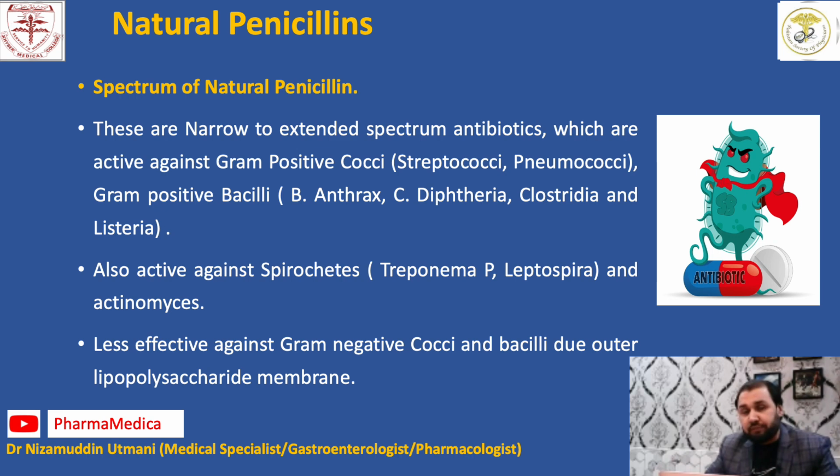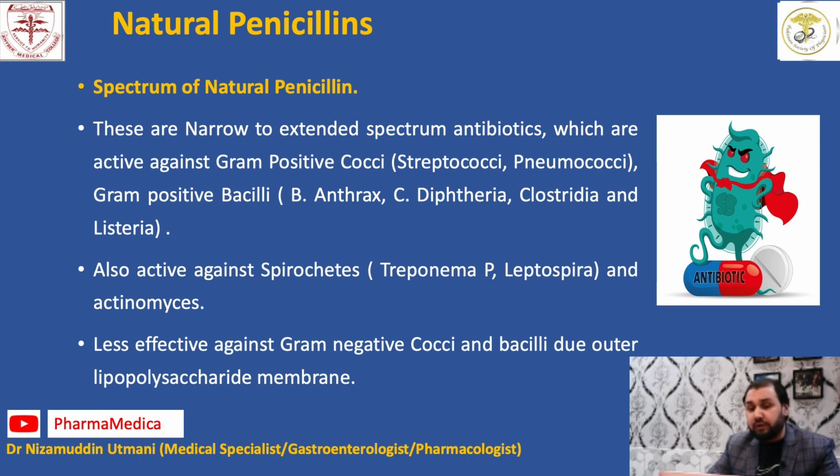Now, spectrum of activity. Remember, penicillins are basically drugs which are given against bacteria which have peptidoglycan in their cell wall. We use penicillin only against gram-positive bacteria because of the peptidoglycan layer in their cell wall. We don't use penicillin in gram-negative bacteria because they have an extra lipopolysaccharide layer on the outer membrane, and we can't use penicillin for the treatment of gram-negative bacteria.